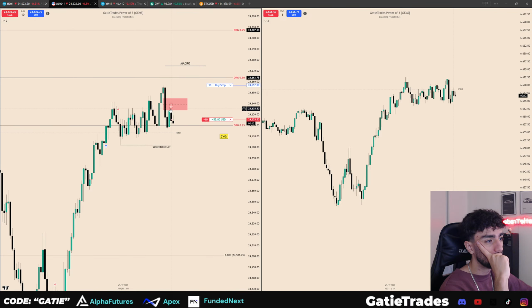If we close below here, I move the stop here. Practically a break-even trade at that point. That's why I like this trade. Because I can very quickly move my stop to only 11 points if we break lower. And there's a good chance we take out at least these lows. Coming back up into the imbalance.